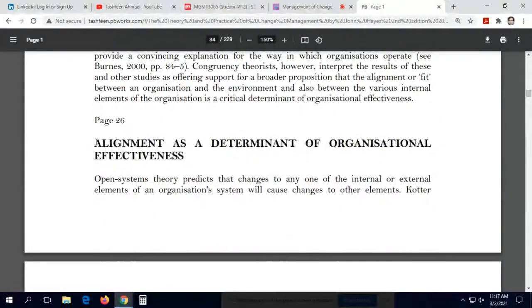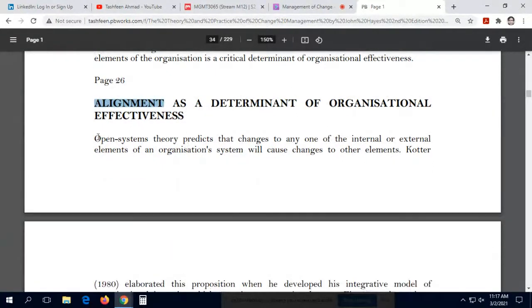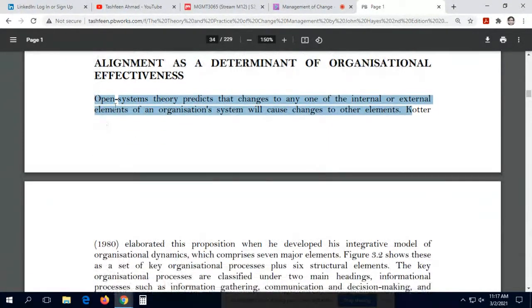Alignment is another important thing. The various activities happening within the organization should be aligned. So for example, look into this highlighted section. But please, you are not just reading the highlighted section, you are reading whole chapters. Yeah.